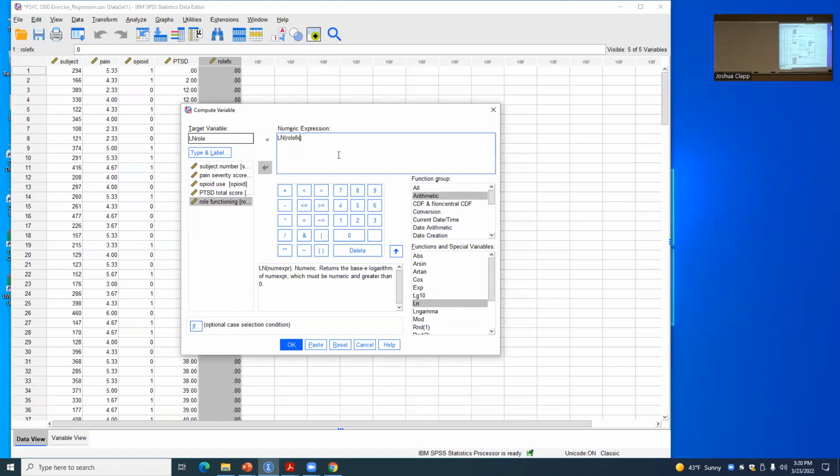Okay, pretty easy. What's the one thing I need to be careful about with this? Because if I run this, I'm going to get a bunch of errors.